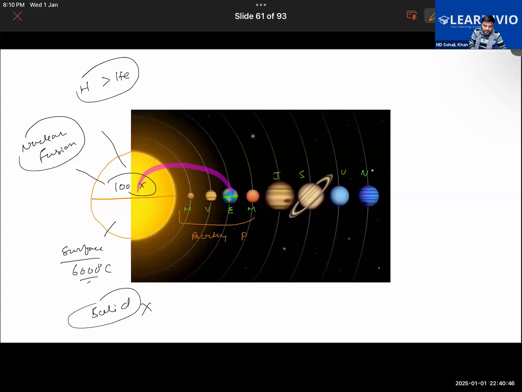So they are rocky planets. Plus, we also call them the inner planets because they are nearer to the sun. So they are also called the inner planets.